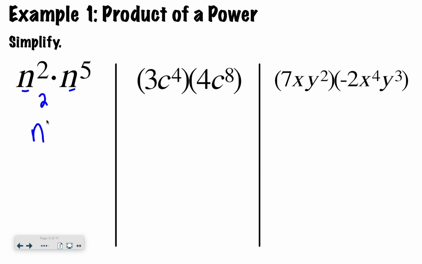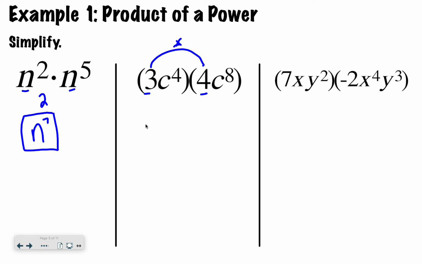I'm going to try writing that one more time, so that way you can still see the answer. There we go. So I have n to the 7th. Okay? Pretty straightforward. The second one has one more step. This time we have regular numbers in front of our variables. So all you have to do is multiply those like normal, because we're multiplying here. There's no symbol written between.